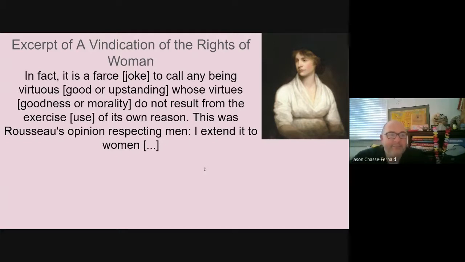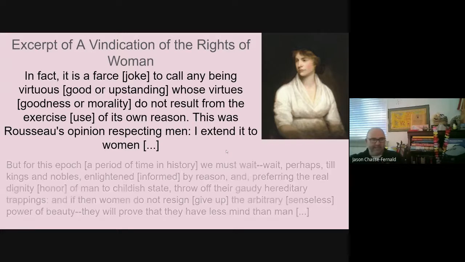In fact, it is a farce to call any being virtuous whose virtues do not result from the exercise of its own reason, right? So a person is only virtuous if they use their mind, if they use reason. This was Rousseau's opinion respecting men. I extend it to women, right? So now she's modifying Rousseau's argument in this situation.